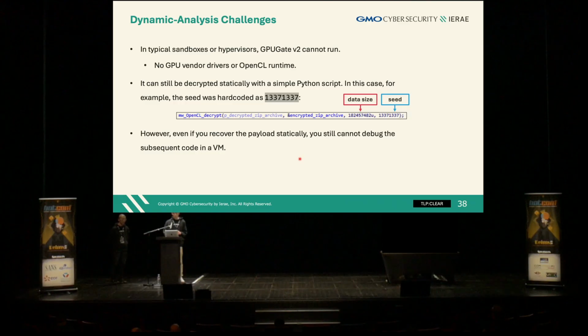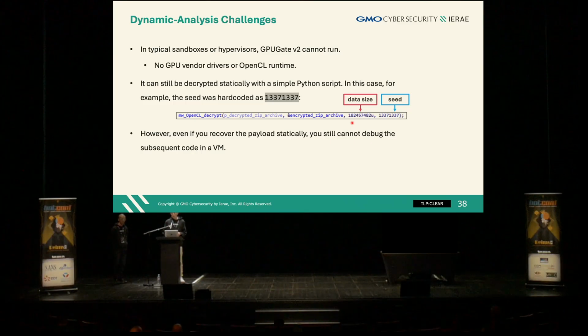So how does this affect dynamic analysis? Like I mentioned before, in a typical sandbox or hypervisor, GPUGate version 2 just can't run. There are no GPU vendor drivers or OpenCL runtime. But it can still be decrypted statically with a very simple Python script. As I showed, we could see the algorithm they used. In this case, they had hard-coded the seed as leet, and then you've got the data size itself. So you can put together a really quick script and decrypt it.